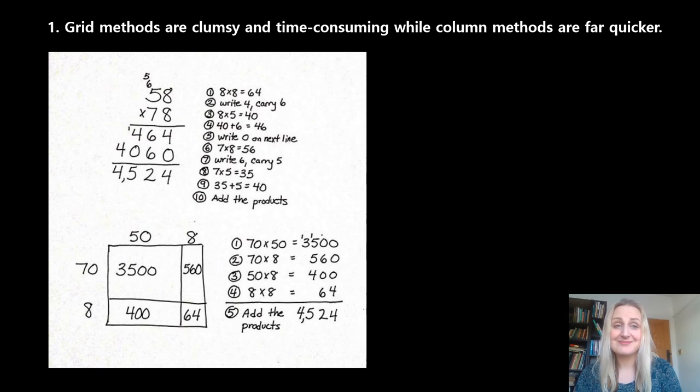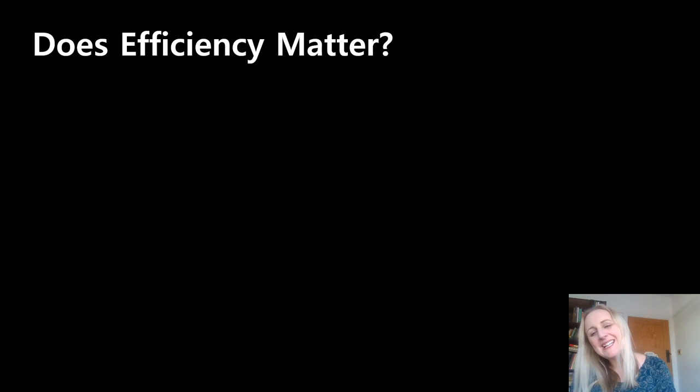Now, the big question is, does efficiency matter? Do we really care if methods are quicker or slower than other methods? Well, when I'm choosing a method to teach my students, let's say a method for how to factorise a non-monic quadratic, because that's one where there are quite a few methods to choose from, or a method for how to divide algebra, or how to expand double brackets, all these things where I actually have a plethora of methods I can choose from.